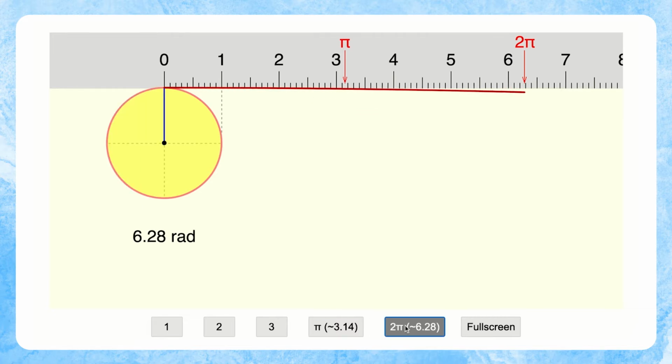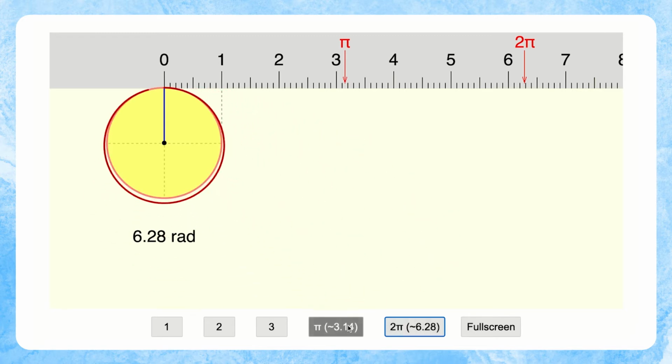Now what if we go 2 pi radians, so about 6.28 radians? Notice now we wrap around the entire circle. So 2 pi radians represents the amount of angle needed to wrap around the circle. Okay, so let's go back to this idea. 1 pi radian is the angle that represents going halfway around the circle.